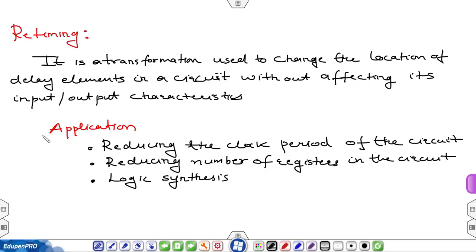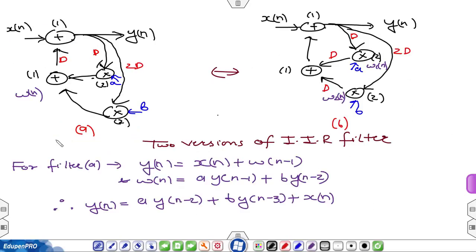Retiming is used for various applications like reducing the clock period of the circuit, reducing the number of registers in the circuit, and for logic synthesis. Logic synthesis is beyond the scope of this course, and the first two applications will be discussed in detail in this lecture. Two IIR filters are shown here, filter A and filter B.